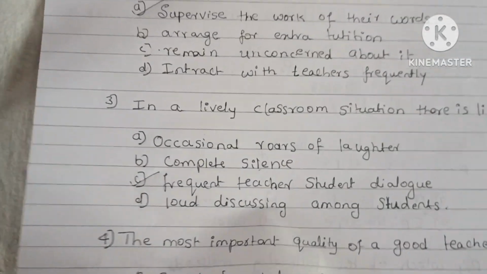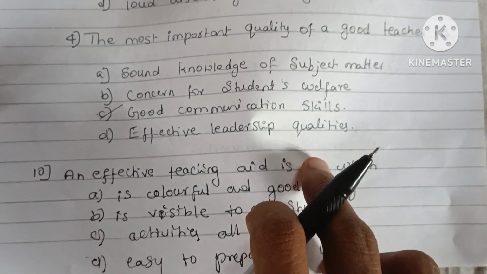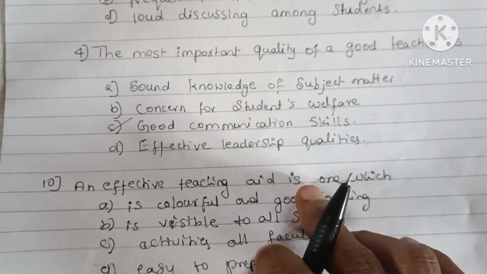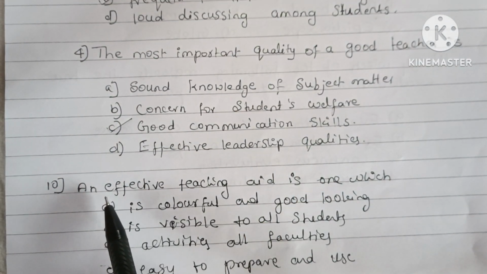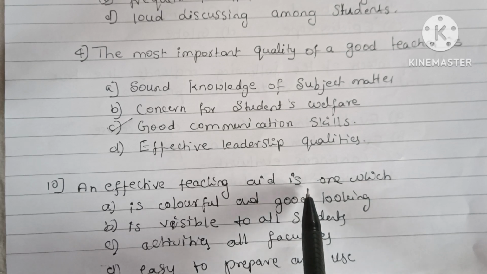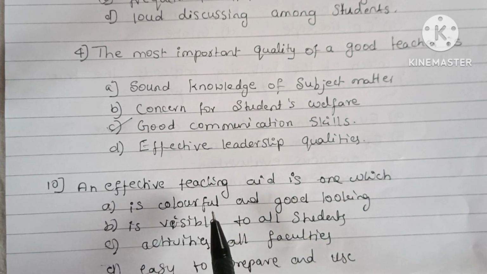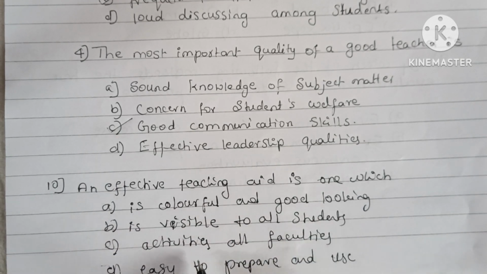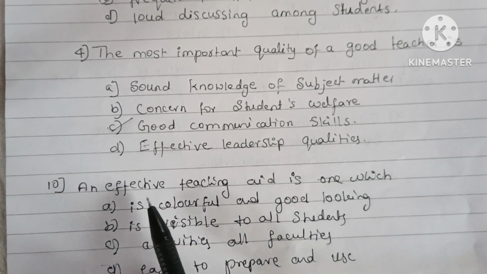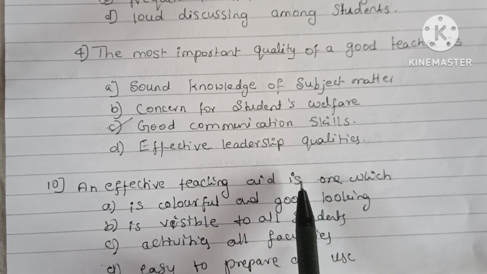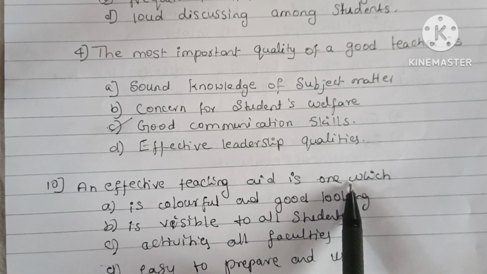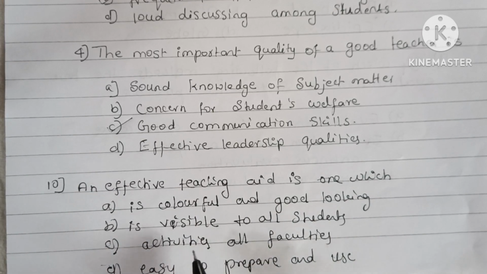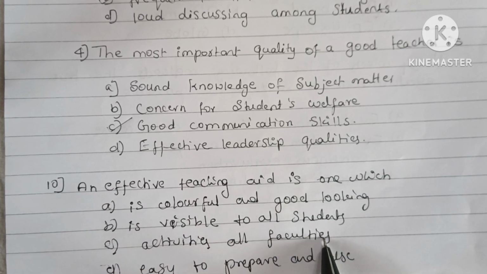Next, come to the 10th question. An effective teaching aid is one which is colorful and good looking, is visible to all students, activates all faculties, easy to prepare and use. An effective teaching aid is one which activates all faculties.